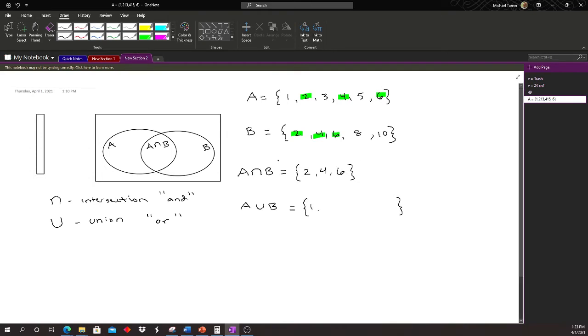Typically, with set notation, you want to go in order. So let's say I have 1, 2, 3, 4, 5, 6. 2, 4, 6 are already covered in my B set, and then I also have 8 and 10. So those are all the elements that are in either A or B.